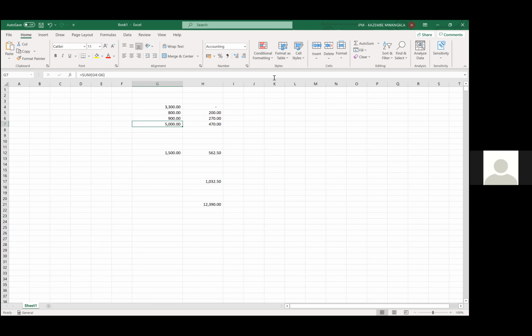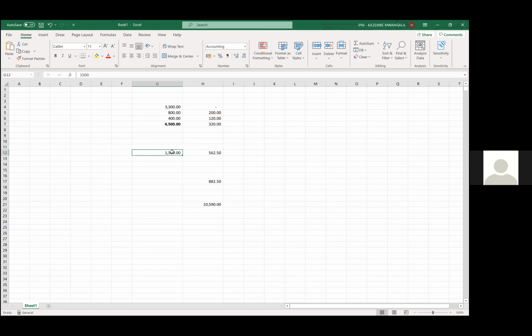So their total emoluments will be 5,000. Okay, let me reduce it. I want to reduce it to 4,500. So the total emoluments that they will have gotten is 4,500, isn't it? So this 4,500 will have paid a tax of 320 kwacha.